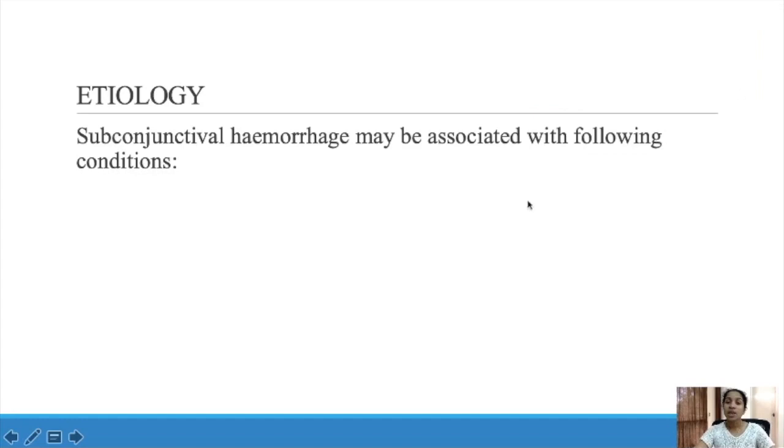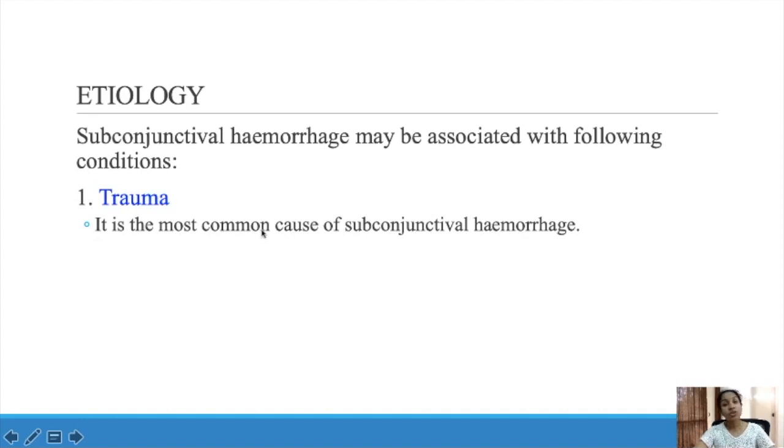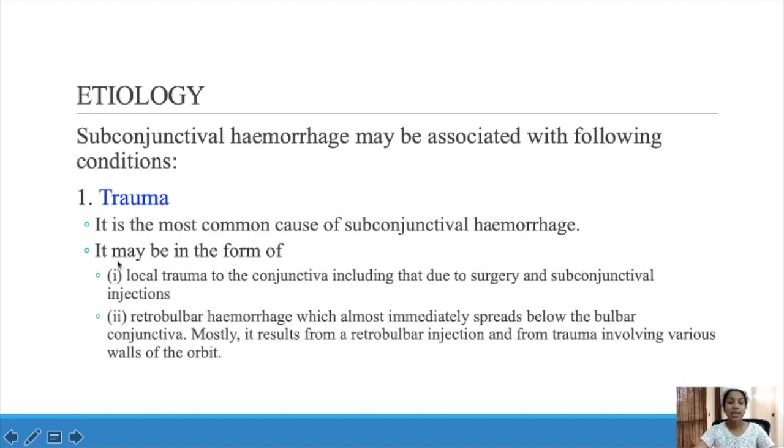So, etiology, the causes of subconjunctival hemorrhage. It may be associated with the following conditions. The first one is trauma, the most common cause of subconjunctival hemorrhage. It may be in the form of local trauma to the conjunctiva, including that due to surgery or subconjunctival injections.